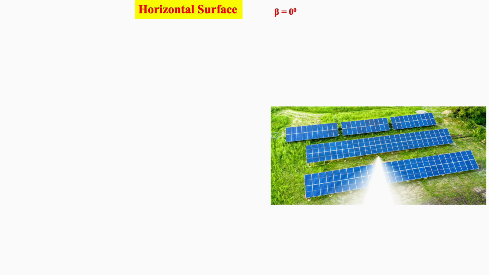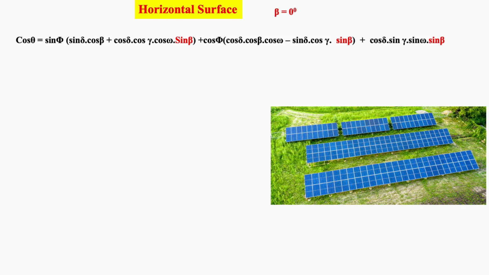Next special case is the horizontal surface. We are already aware that in the case of a horizontal surface, the angle of tilt is 0, meaning any solar device, either a solar panel, solar water heater, or any other kind of solar device, is lying simply on the ground, just like this. And the equation we are already well versed in.